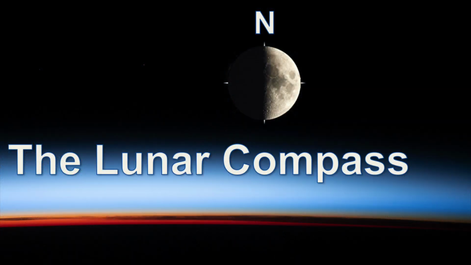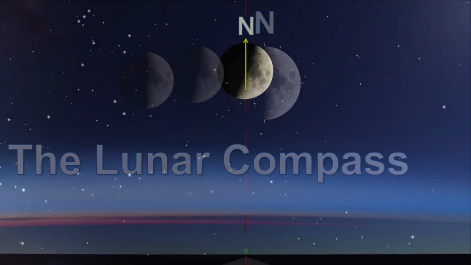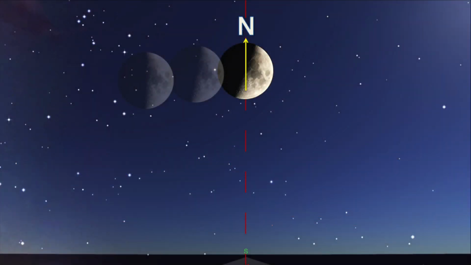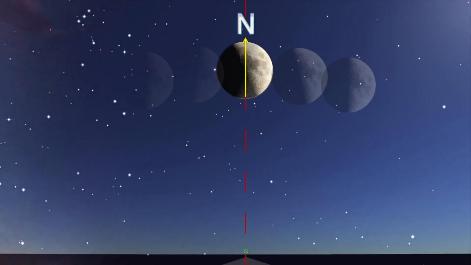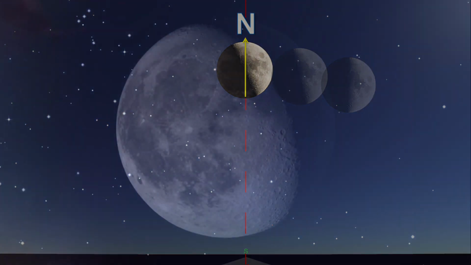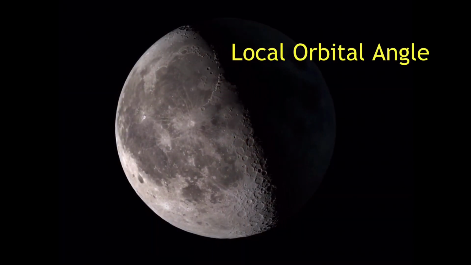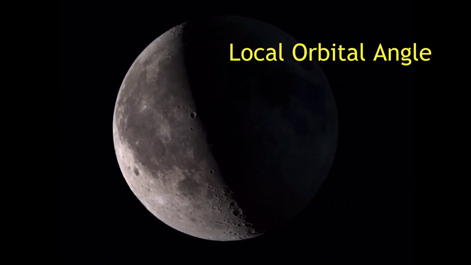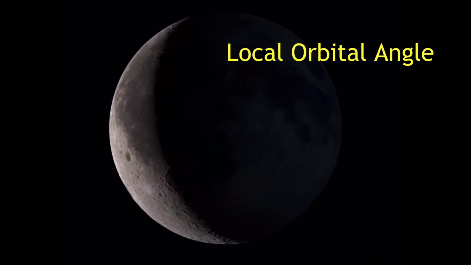The Lunar Compass. This is a method I've developed that uses the moon's shadow to orient to north. I've also developed a mathematical formula to predict the angle of the shadow as the moon crosses your local meridian. To describe the physical meaning of this angle, we will invoke a new term, the local orbital angle.